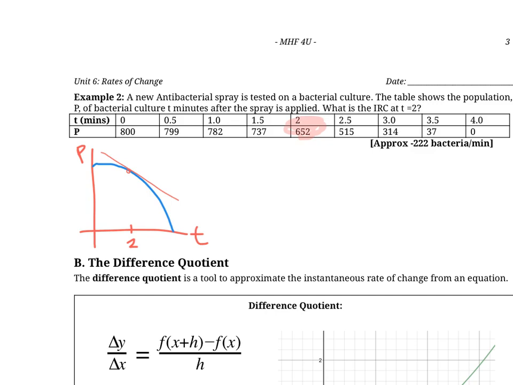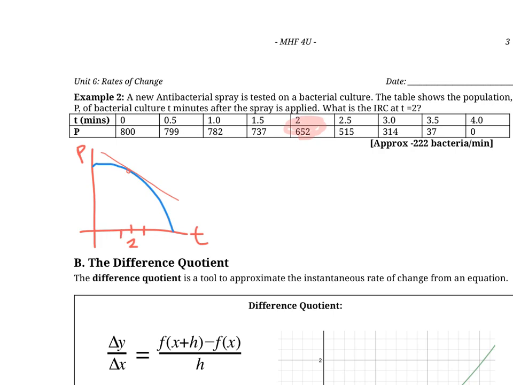And really, the way to do it is to look at what other data we're given. We're not only given that the population at 2 is 652, but we're given what the population is at 1.5 minutes and 2.5 minutes, on either side of that. So 2.5 would be something like here, and 1.5 would be something like there.